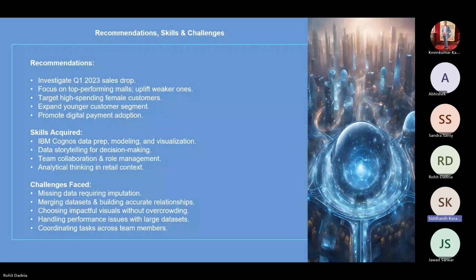Coming to the recommendations, skills and challenges, we found that sales dropped in early 2023. We should keep strong malls performing well and help weaker malls improve. By targeting high-spending female shoppers and attracting more young customers, we can help grow sales, and also by encouraging digital payments, we can improve the shopping experience.